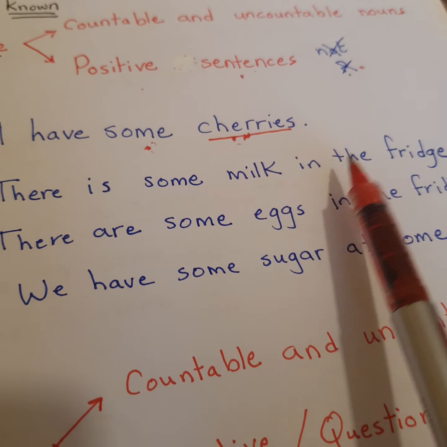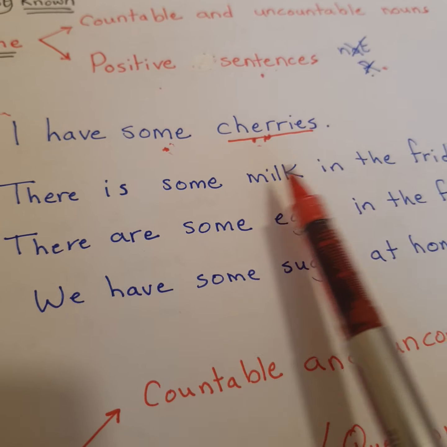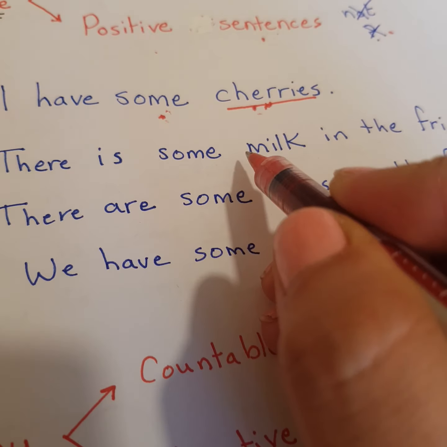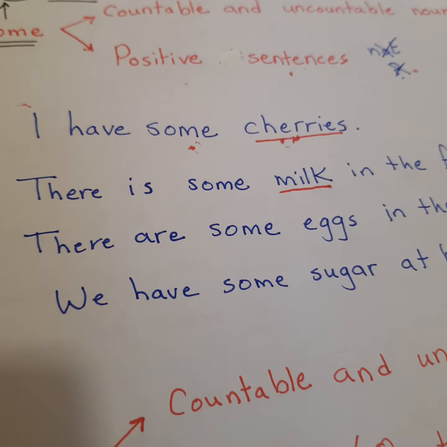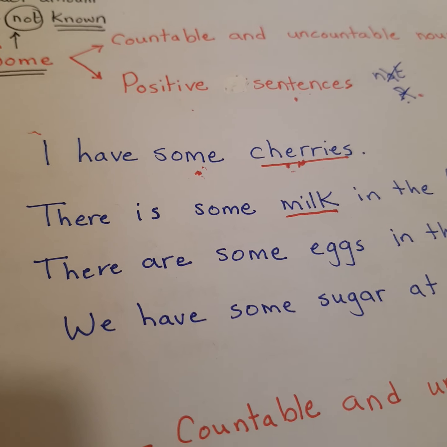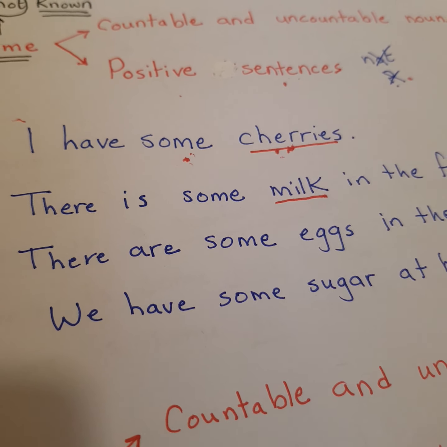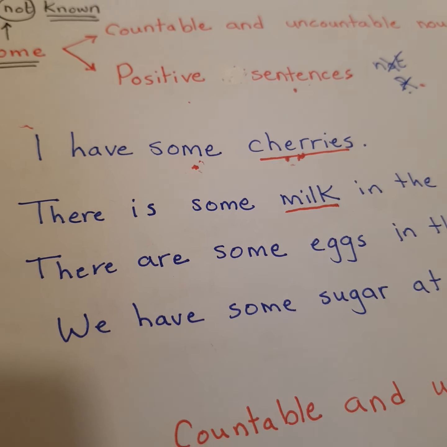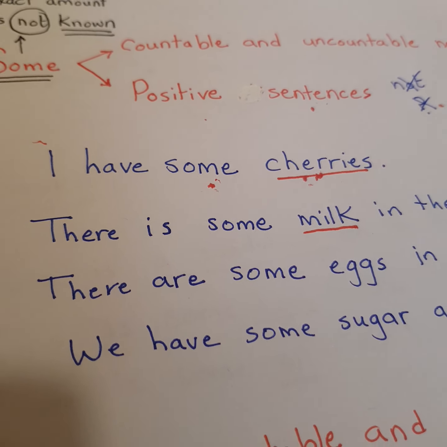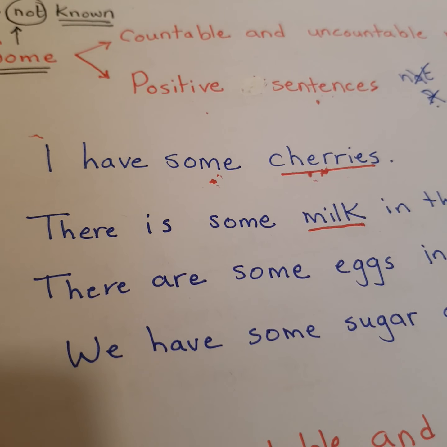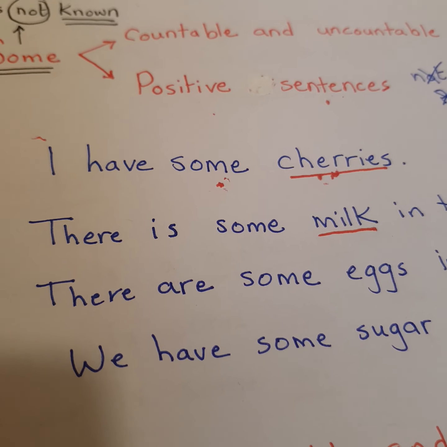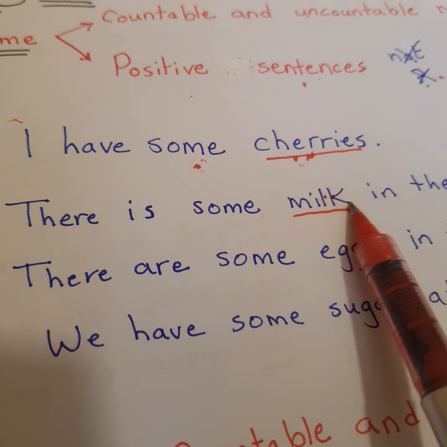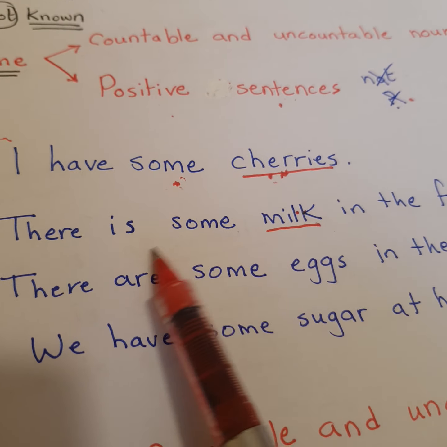There is some milk in the fridge. Let's look at the word milk. The noun milk. Is it countable or is it uncountable? Yes, it's an uncountable noun. We cannot count milk. We can't say one milk, two milk, three milks. So we used some. There is some milk in the fridge.